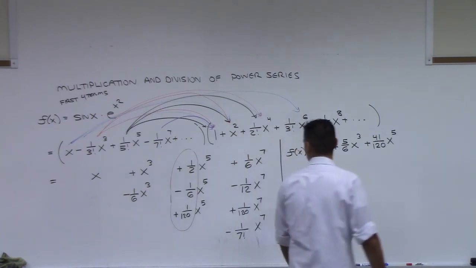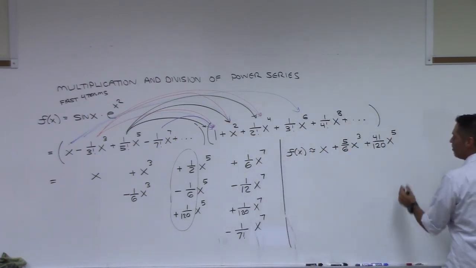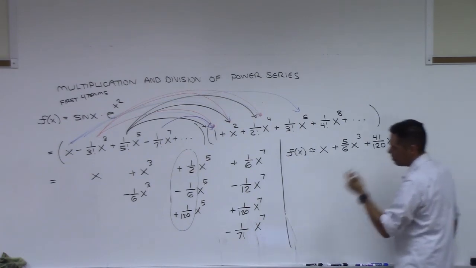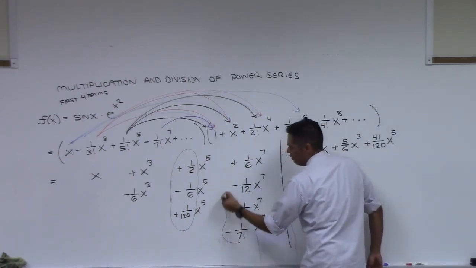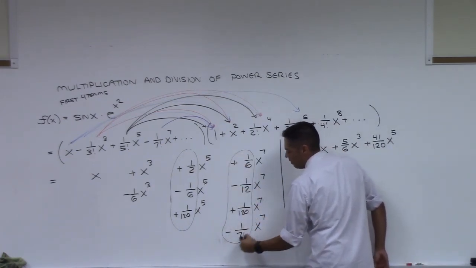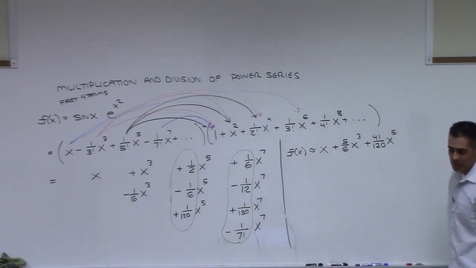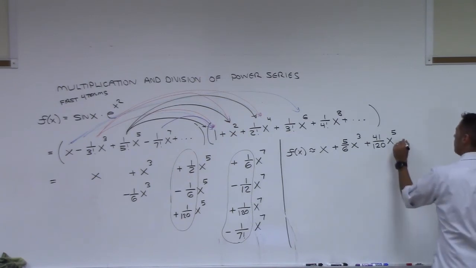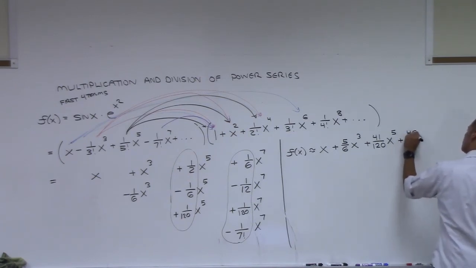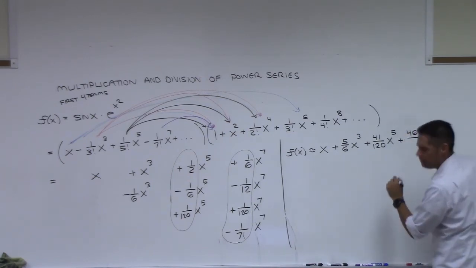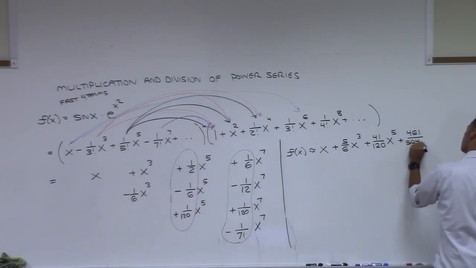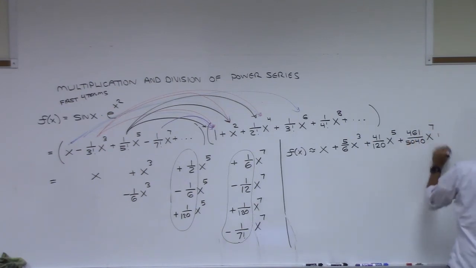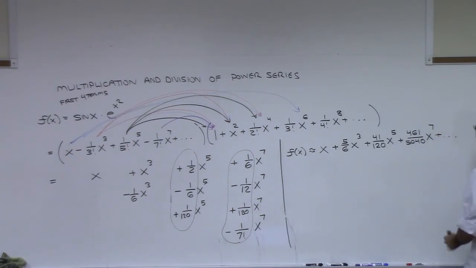Okay, so now what the last step, right, would be to figure out this x to the 7th term, which means you have to put all those constants together with a common denominator. And you should get 461, and this should turn out to be plus 461 over 5040 x to the 7th plus dot, dot, dot. Well, I'm approximating, so I can stop it there. All right?